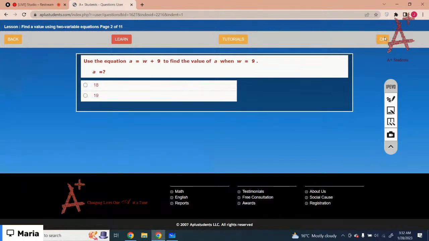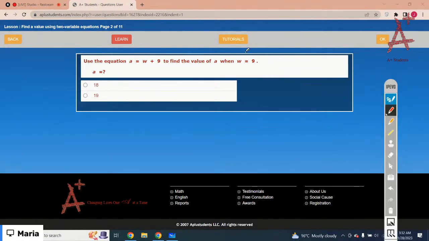Okay, the next one is use the equation A equals W plus 9 to find the value of A when W equals 9. You have to replace the variable W with 9. So it would be 9 plus 9, and 9 plus 9 makes 18. So that means the correct option is 18. Got it?